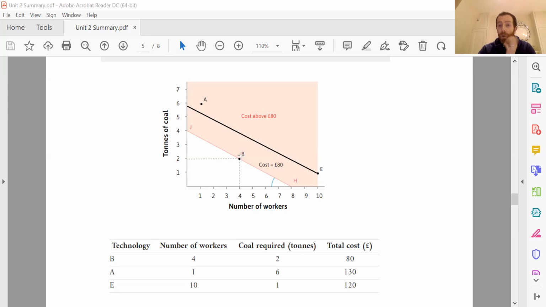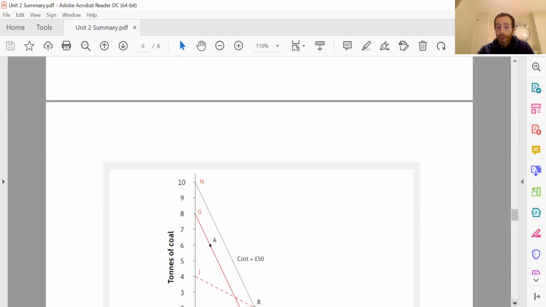So that's what this model is all about. It's about how a firm could decide which technology to choose, and we see they choose the one that's on the lowest possible isocost line. So now let's think about a change. We still have technology A, B, and E, but now we're going to think about things changing.